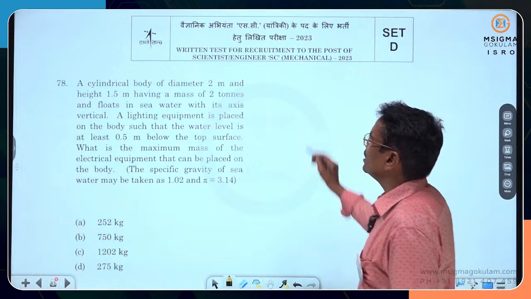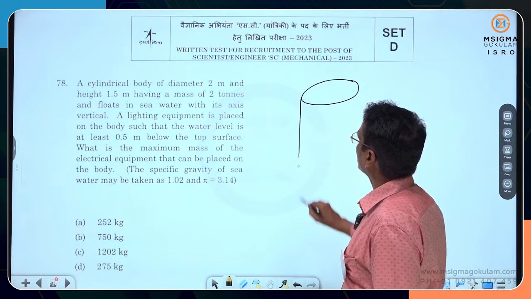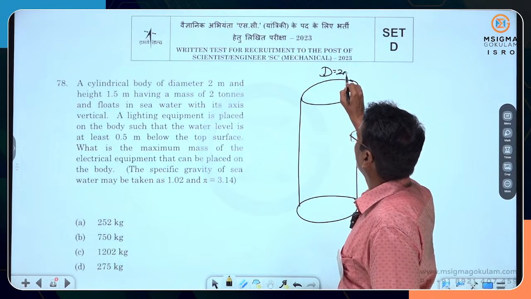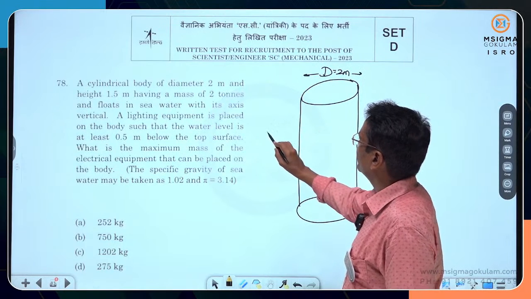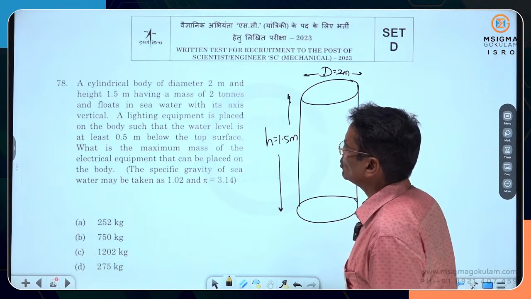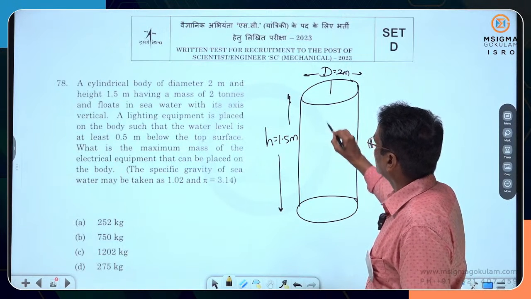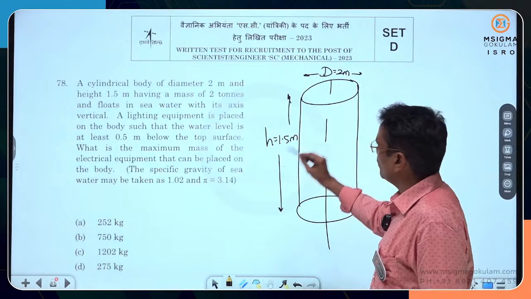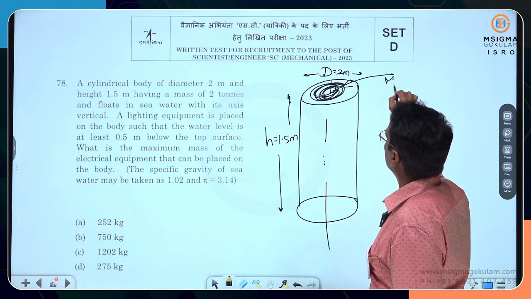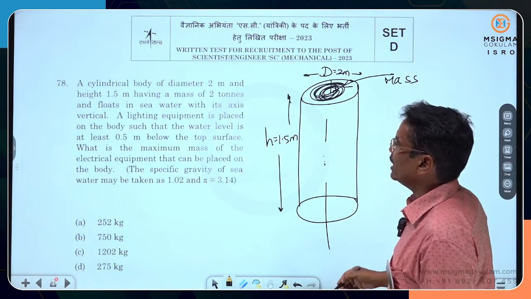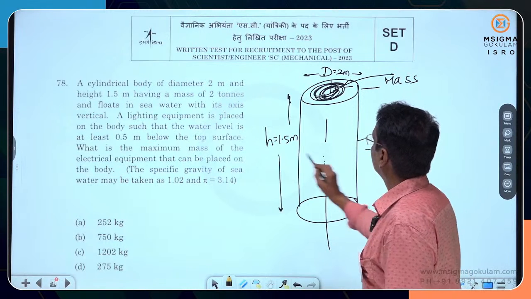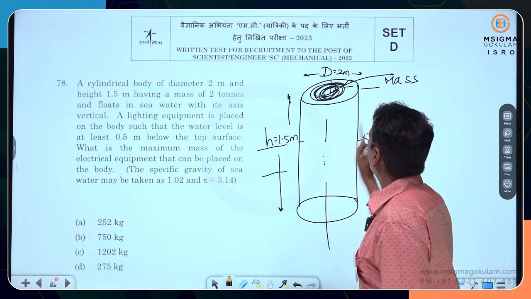This is a very good question. A cylindrical body of diameter 2 meter, of height 1.5 meter. Its mass is given as 2000 kg, floating in seawater with its axis vertical. Some mass is kept on top. The water level is 0.5 meters below the top surface. That is 0.5 meters.